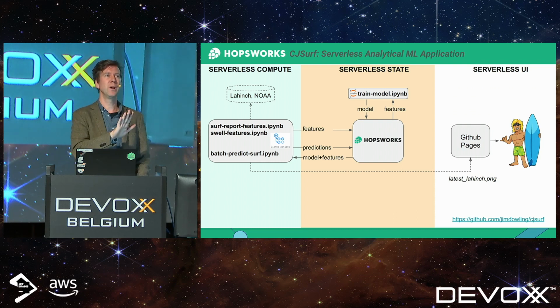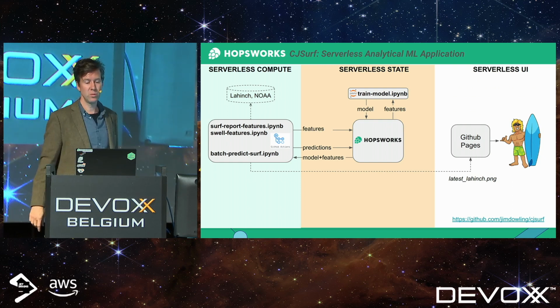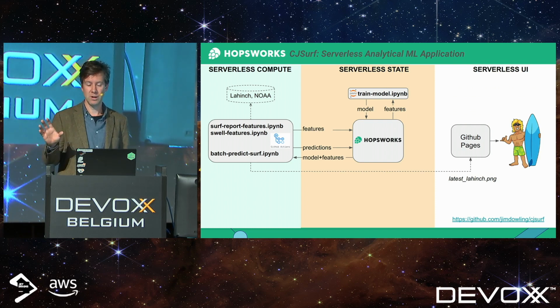The only thing, if you have a GitHub account, you need to use your GitHub account, because we're going to use that to, you can see on the left-hand side, we're going to have some serverless compute. We're going to use GitHub Actions for the serverless compute. We're going to store the state in Hopsworks. You need to create an account there. And then we're going to use GitHub Pages for the user interface.